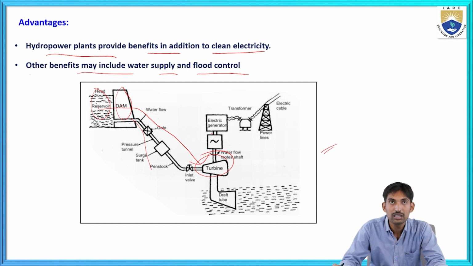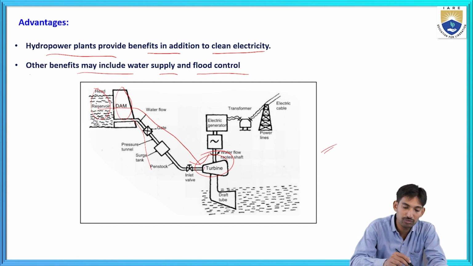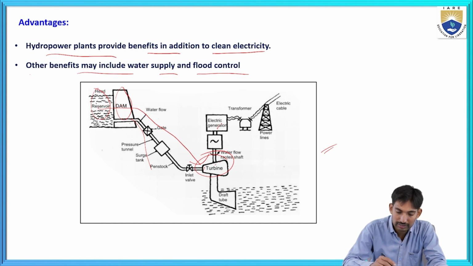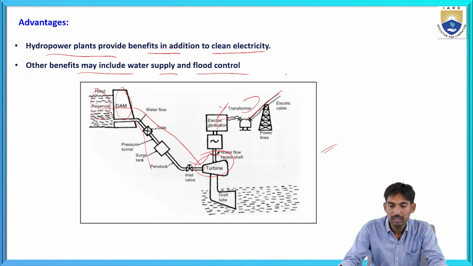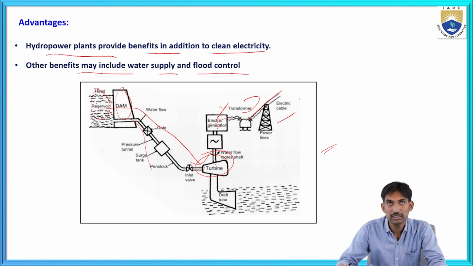The turbine blades will be rotated with the force of the water. Then the connected electric generator will produce the electricity. This electricity goes into the transformers. Then we will get the electricity from the electric cables. This is the setup of the hydropower energy plant.